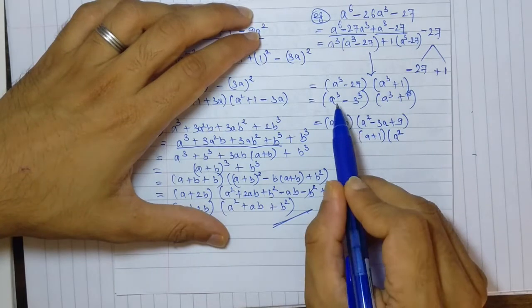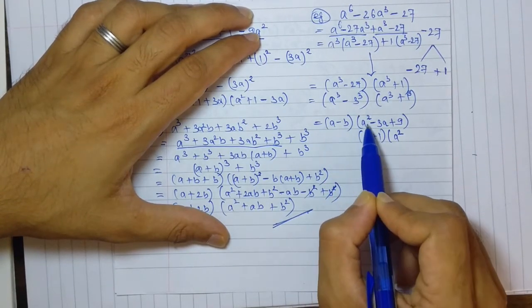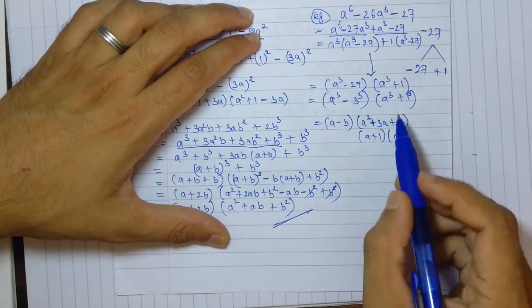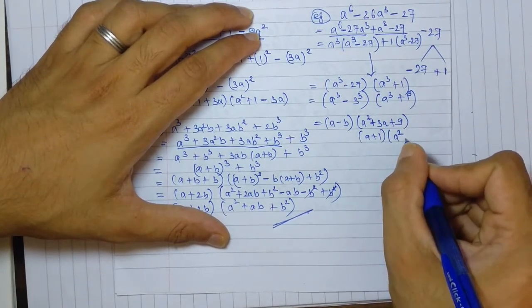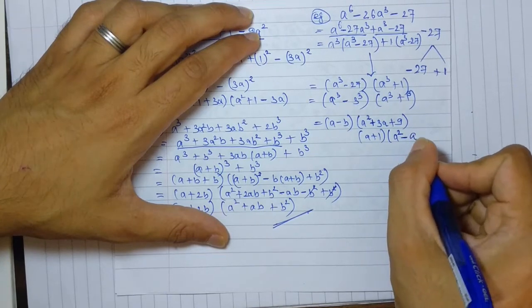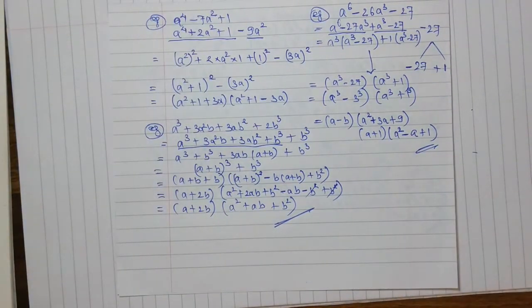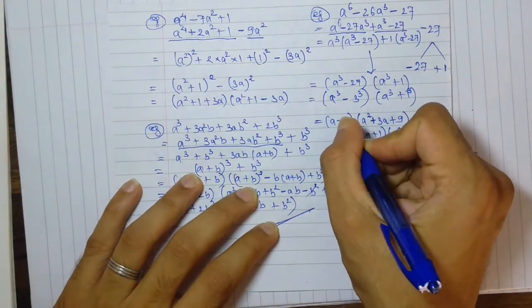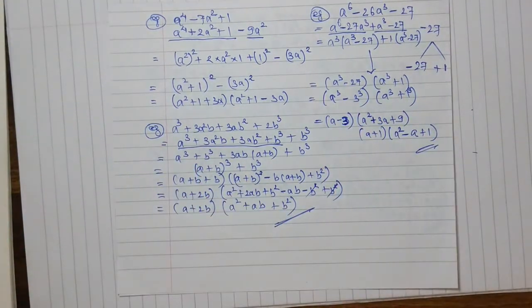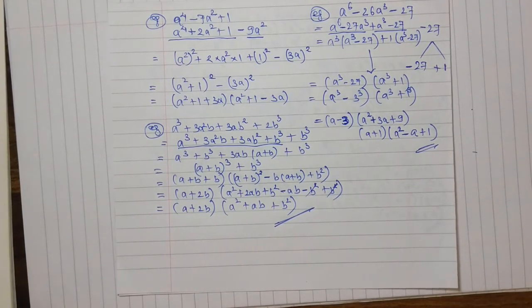Some mistake I did here. a cube minus b cube is (a minus b) bracket a square plus ab plus b square, and a cube plus b cube is (a plus b) bracket a square minus ab plus b square. That is 1. So this is the final factorization. I'm writing b, actually it should be 3. (a minus 3) bracket a square plus 3a plus 9, bracket (a plus 1) bracket a square minus a plus 1. Okay, let's take a few more questions, I think some more challenging ones.